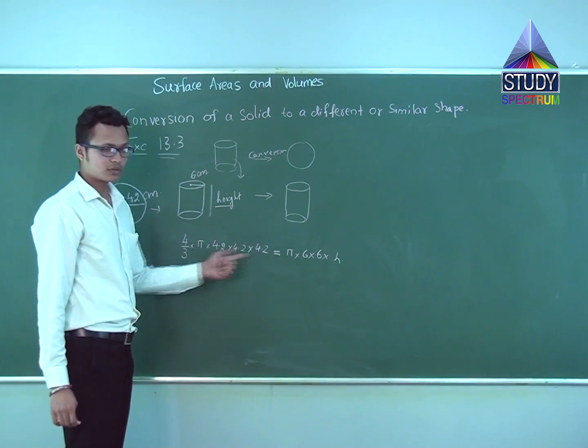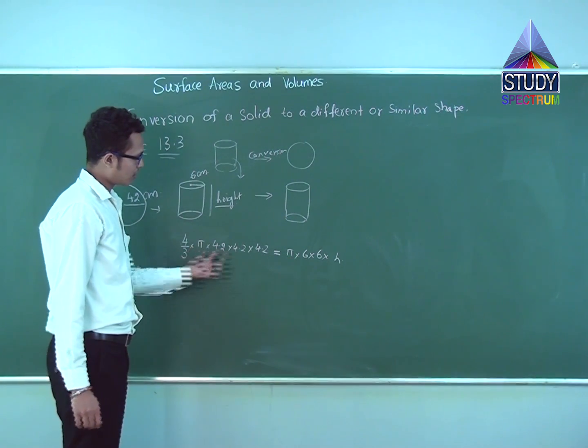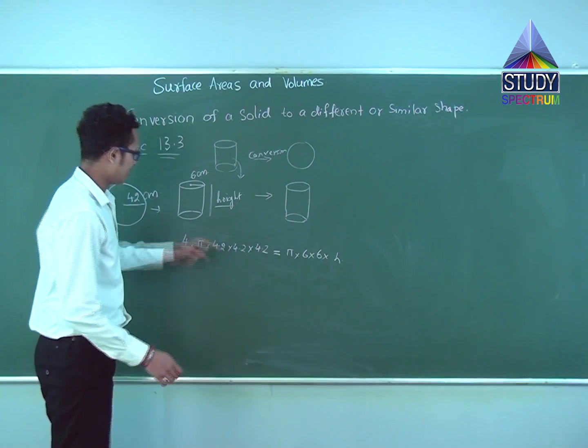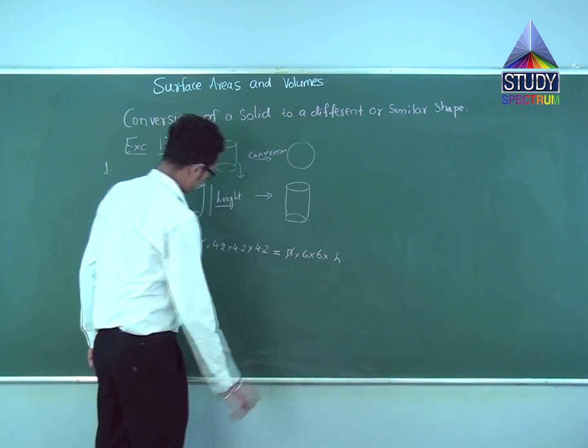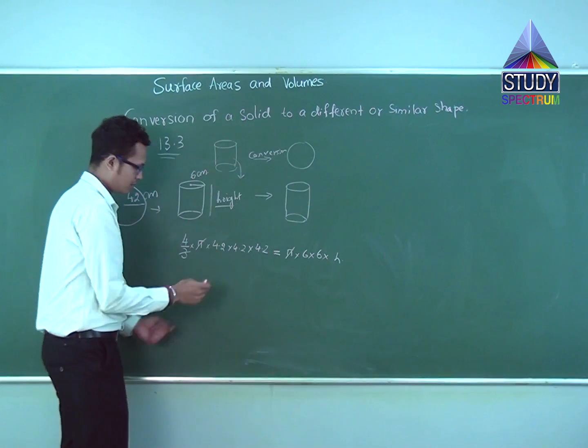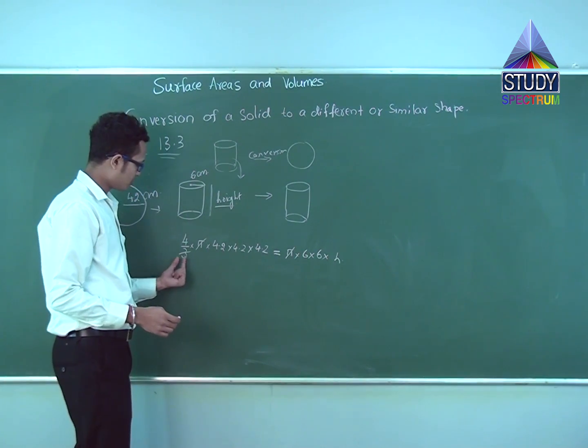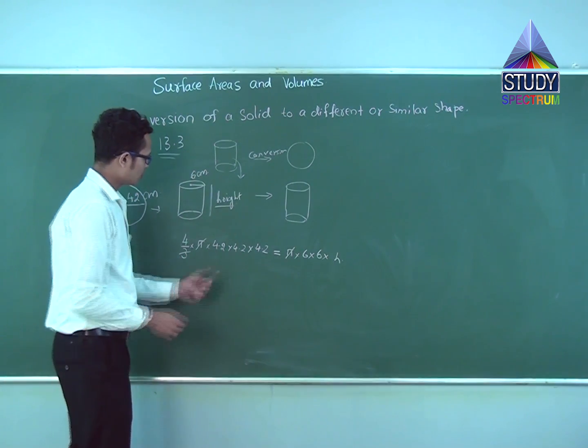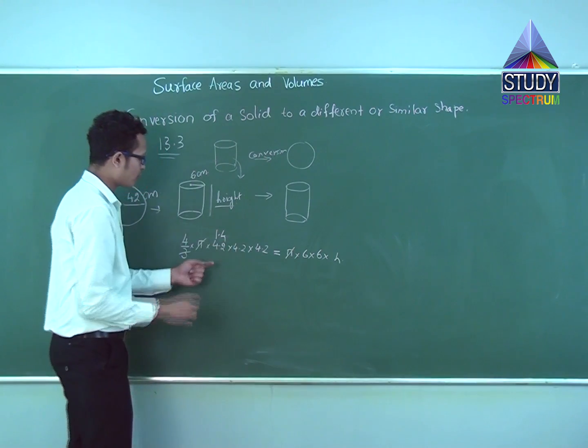Pi cancels on both sides. It is present on the right-hand side as well as the left-hand side, so it is balanced. So cancel this. 3 times 4.2 divides 3, because 14 times 3 is 42. So 1.4 times 3 is 4.2.